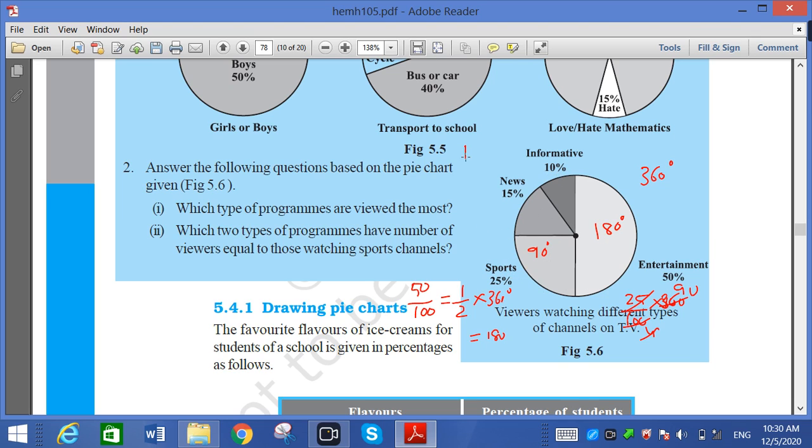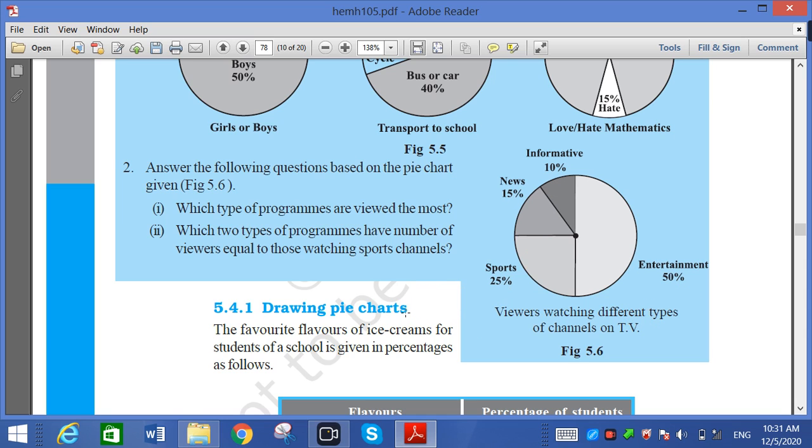Now 10%, so 10 upon 100 into 360. So 10 cut, again 10 cut. So how much is there? 36 degree. Now 15 is there, so 15 upon 100 and 360. 10 cut. 5 2s are 10, 5 3s are 15, 2 18s are 36, 18 3s are 54. So I have to convert everything. Percentage is given, we have to convert into degree. That is called drawing of pie chart, because we know that in a circle there are 360 degrees.